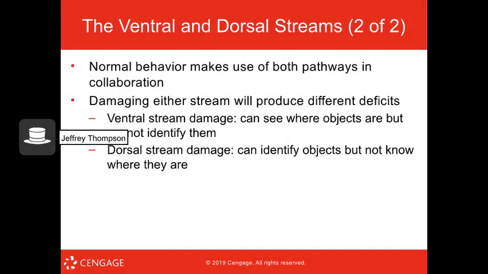So we're never using these separately. We're often using both of these in collaboration. Any damage to either stream will produce different deficits. If you get damage to the ventral stream, you can see where objects are, but you're going to have trouble identifying them. If you experience damage to the dorsal stream, you'll be able to identify objects but not know where they are.